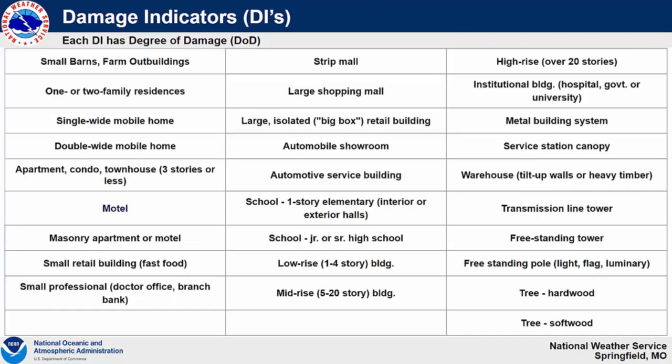So let's take a look at some of the damage indicators, or DIs. Each one of these DIs has a degree of damage. These are all the different damage indicators that the NWS uses when doing damage surveys. It ranges from everything from small barns, farm outbuildings, to different homes, mobile homes, large retail buildings. It also includes things such as freestanding towers, freestanding poles, transmission lines for electricity, and even taking a more in-depth look at the different types of trees that are impacted, whether they are hardwood or softwood.